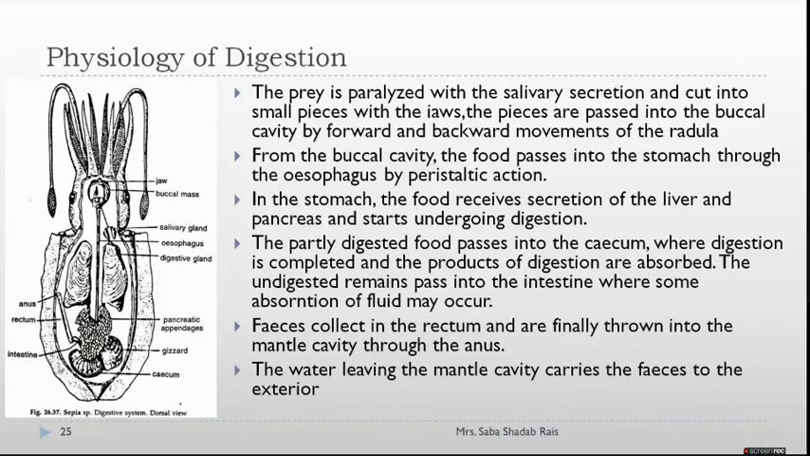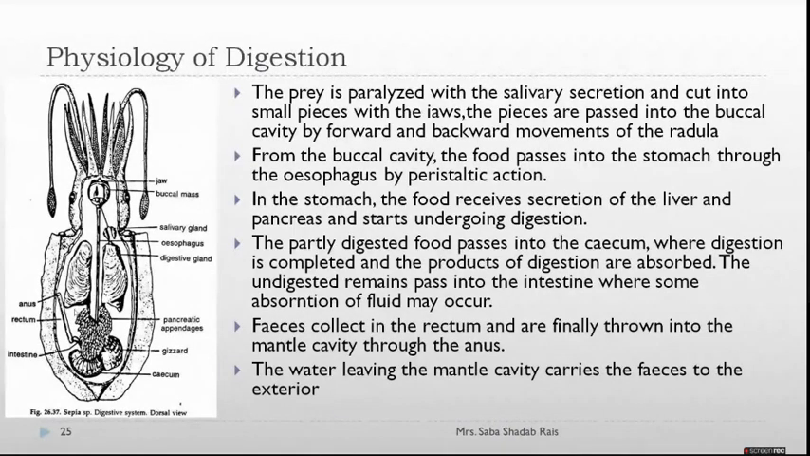So in the buccal cavity, in the mouth region, we have seen that they have the jaws. With the help of jaws, they are going to make pieces of that particular animal, and inside the buccal cavity we have seen they have the radula. So forward and backward movement will make more and more pieces. Now what is the next part? It is the esophagus. From the buccal cavity the food will go to the esophagus, and from the esophagus it is going to travel into the stomach.